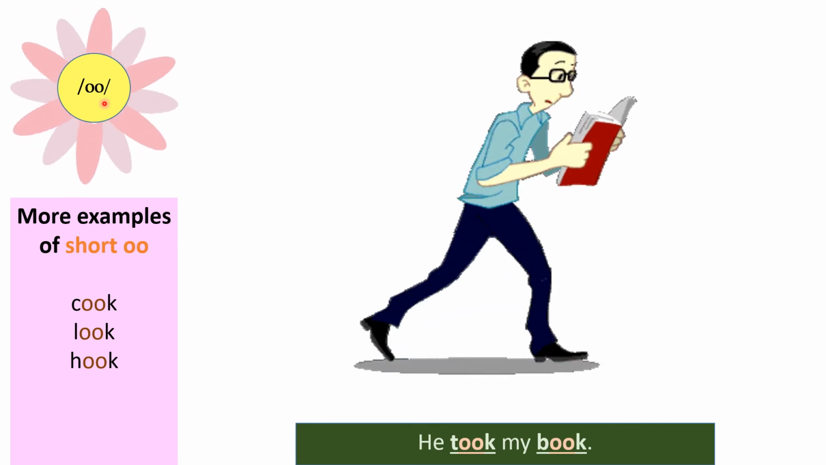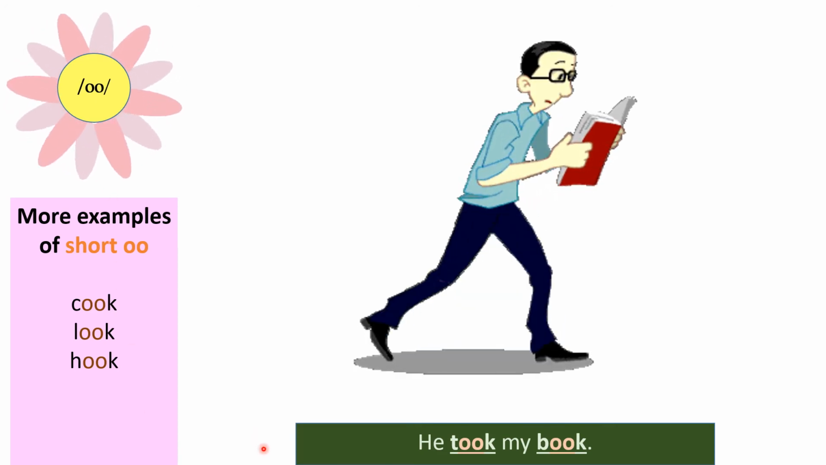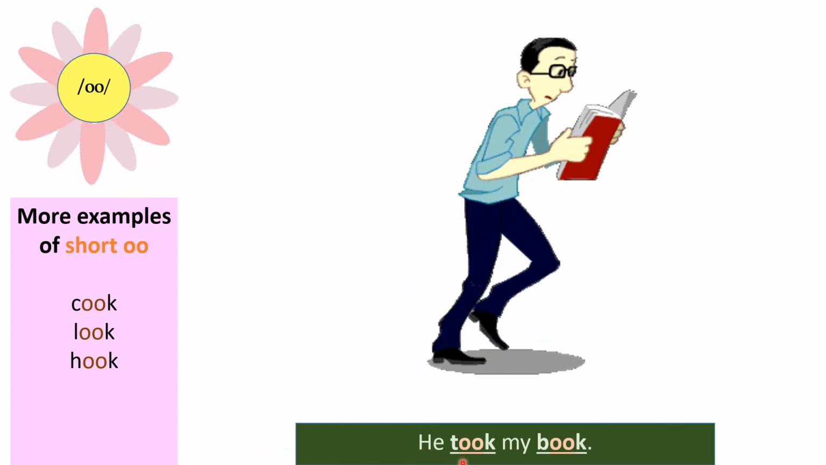Now let's read the sentence here with the short OO sound. He took my book.